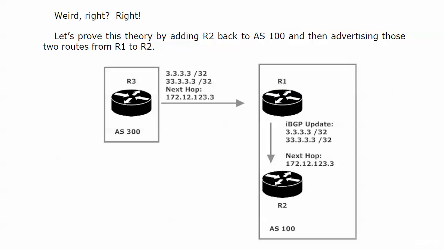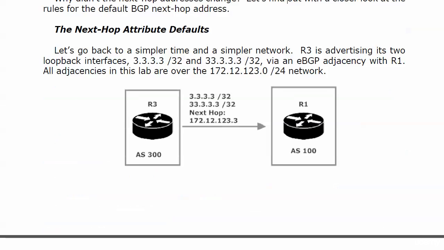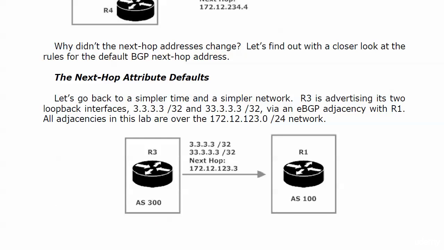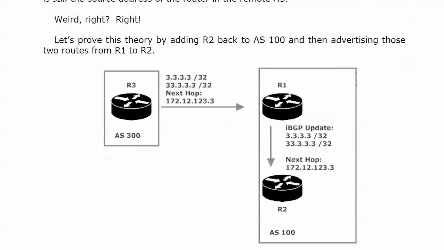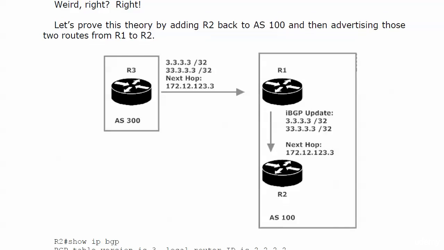So again, and this comes up a lot. If the two routers involved are external, then the next hop address is always going to be that of the advertising interface. But when a router has learned a route from an external neighbor and is then advertising it to an internal neighbor, the next hop remains intact. It doesn't change. So here, in this particular lab, no big deal, because Router 2 can reach 172.12.123.3, and there's no problem at all.